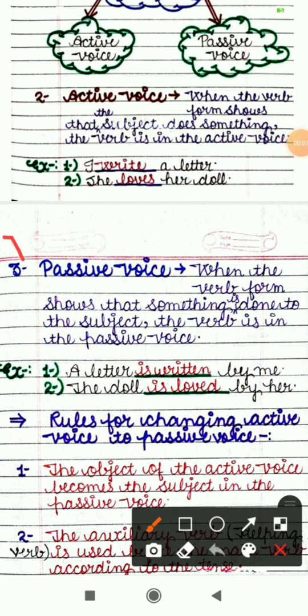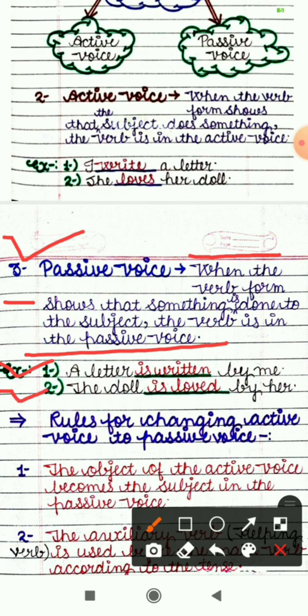Next definition is of passive voice. Let's see the definition. When the verb form shows that something is done to the subject, the verb is in the passive voice. So when the form of the verb shows that something is done to the subject, meaning the subject is receiving the action, that time the verb is in the passive voice. Here you can see the example. A letter is written by me. The doll is loved by her.